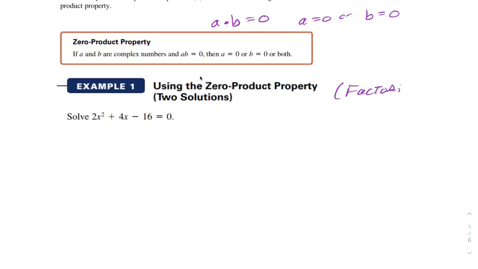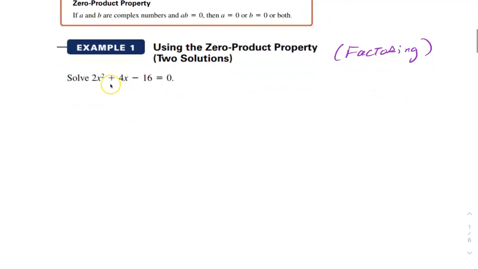So this is the factoring method. We're going to go over 3 different methods to solve a quadratic. The first method, which is for most people the easiest method if you know how to factor, is the factoring method. It's also the fastest if you know how to do it. So we're going to solve a quadratic equation by setting equal to 0 and factoring. So we have this one, solve 2x squared plus 4x minus 16 equals 0. And we're going to try to solve this by factoring.